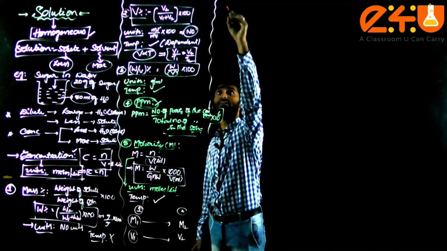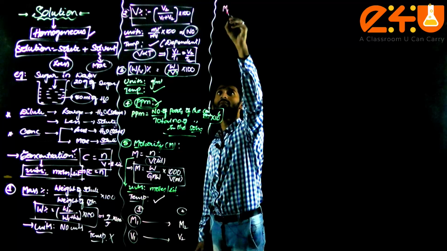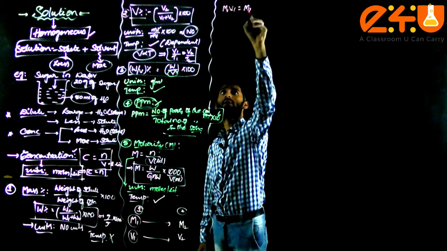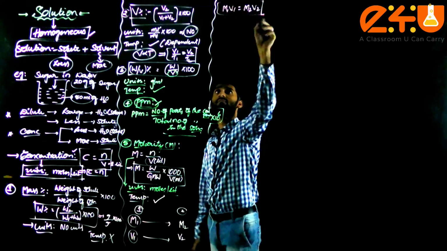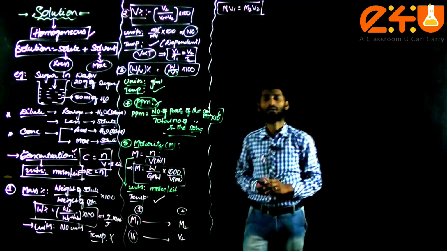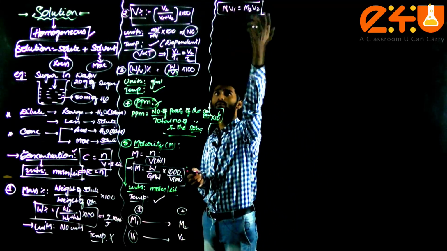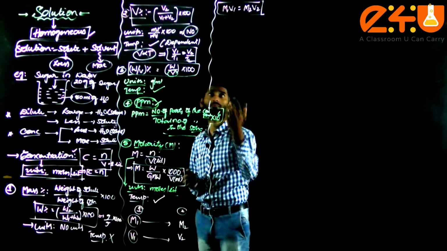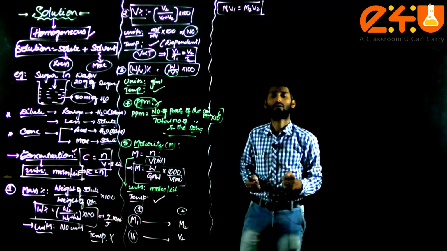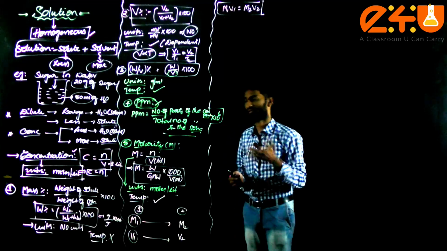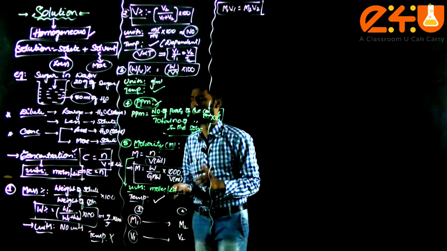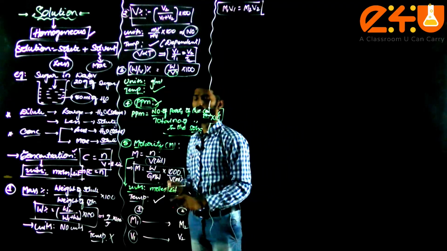Then how to give the relation between these two? M1 V1 is equal to M2 V2. This is a very important relation, dear students. This is for dilute solution. They will give three values, then we have to calculate the volume 1 or volume 2, or else you can calculate the second molarity or first molarity based on the given data. This is temperature dependent, moles per liter.